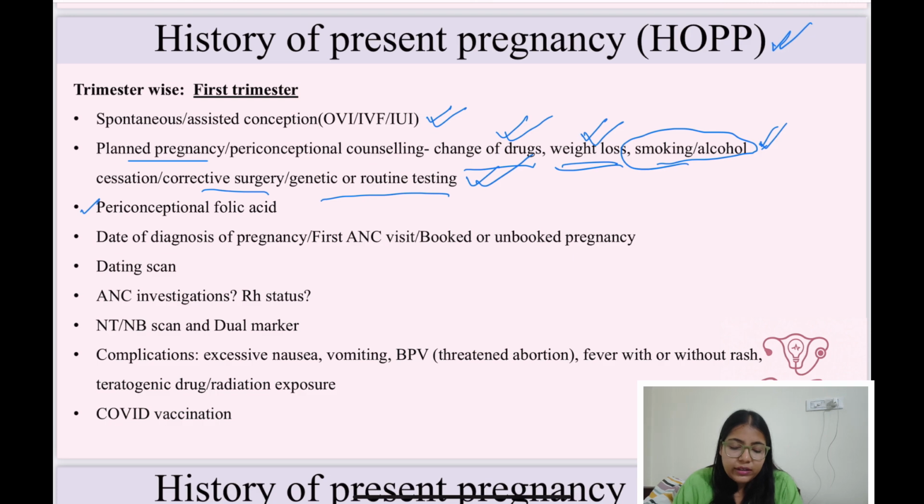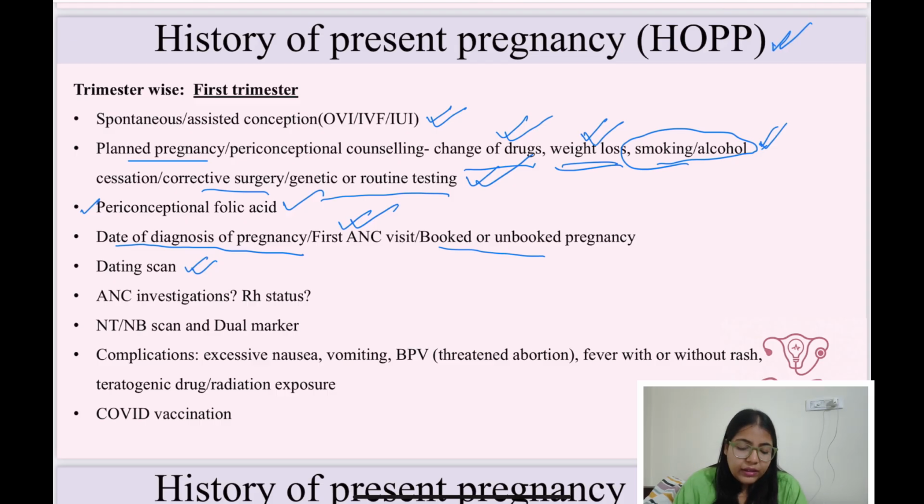So you should be noting when she diagnosed pregnancy, when her UPT was positive, like after 1 week of missed period or after 10 days of missed period. You should be noting when she had her first ANC visit, or if she was booked somewhere at any hospital previously or in this hospital only where you are taking the history. If any dating scan was done, it is the first scan which is done, and from this you can correlate the dates from LMP also.